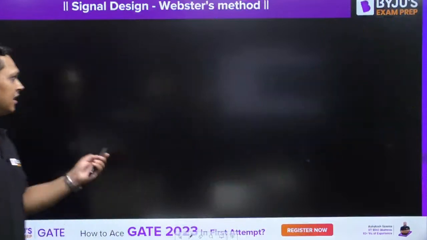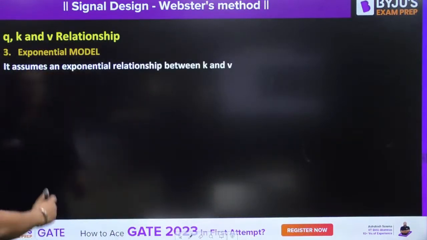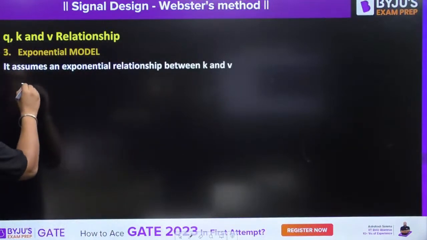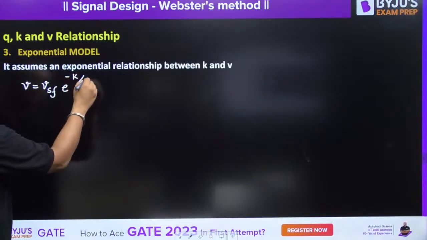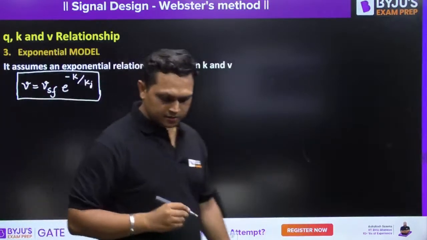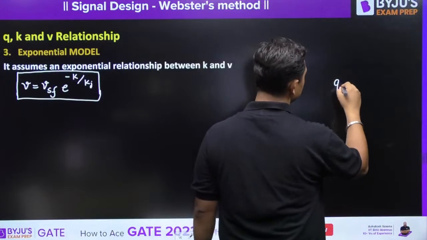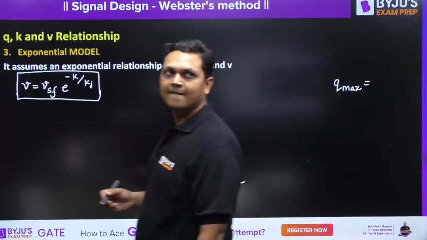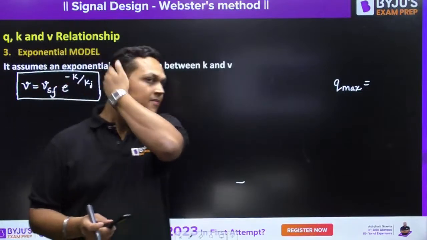Okay. If yes, now I would like you all to solve this next equation, which is as per the exponential model. Now in the exponential model, the relationship between k and v is assumed to be exponential in nature, as shown like this. So v is equal to VSF e to the power of minus k by kj. Now if you know how to solve it, start solving, everyone. Start solving and tell me what is Qmax. Take your time, everyone.